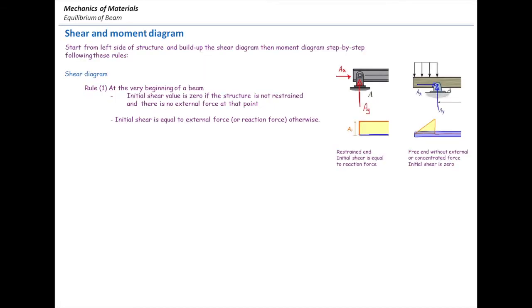The next step is to draw the shear diagram. The shear diagram always starts from the left end of the structure. There are 3 rules that govern how to draw the shear diagrams. The first rule talks about the beginning point of the diagram.